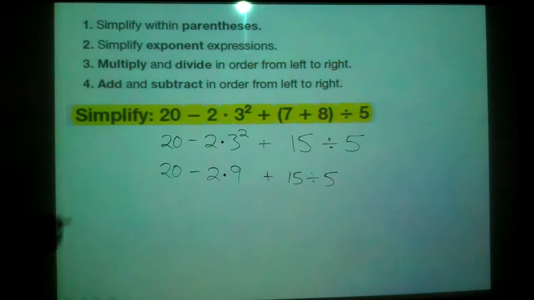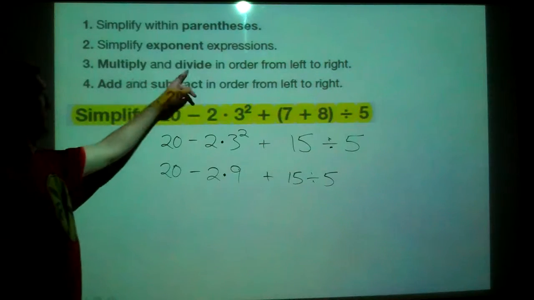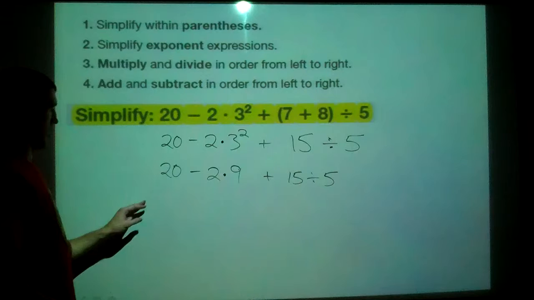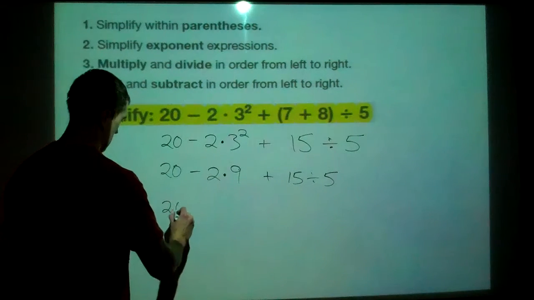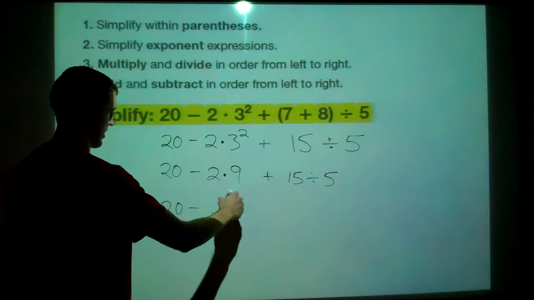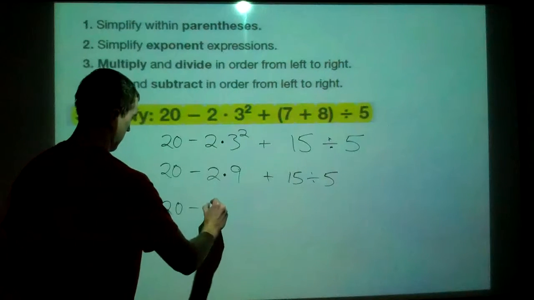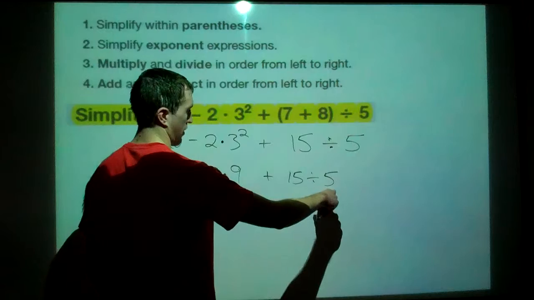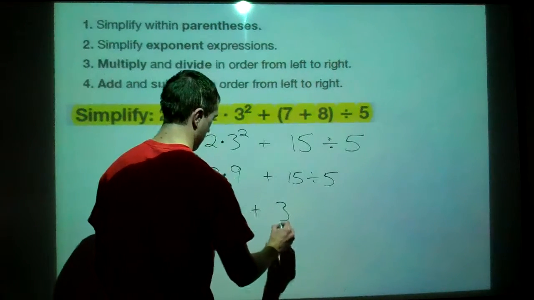So now we have no more exponents left. We can move on to our third level, which is multiply and divide in order from left to right. So we're going to start on the left here. 20 minus 2 times 9, that is 18, plus 15 divided by 5 is 3.